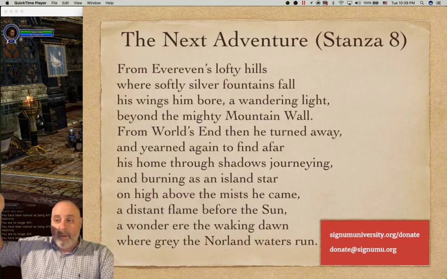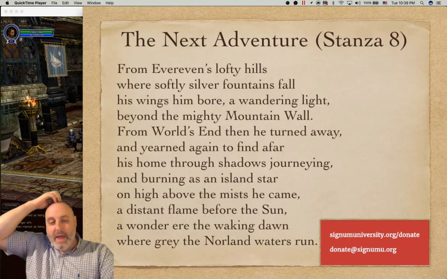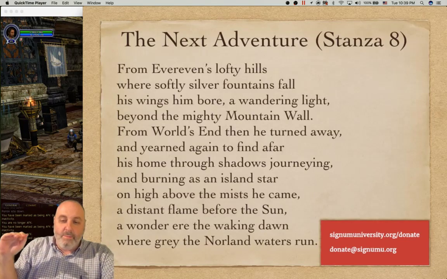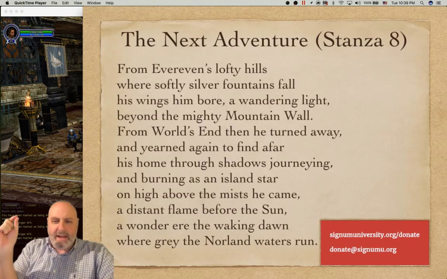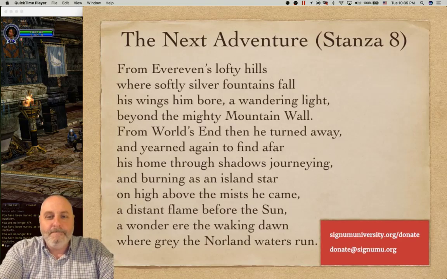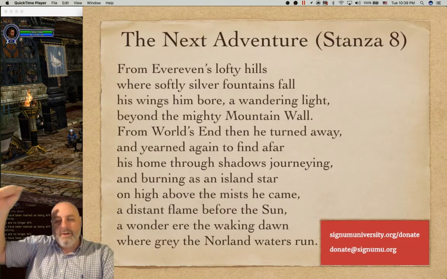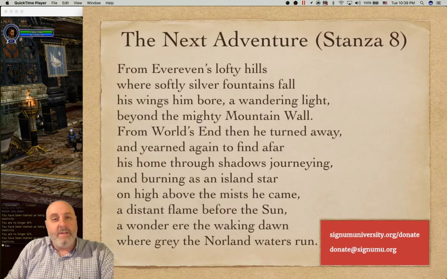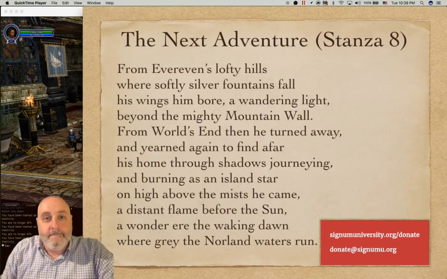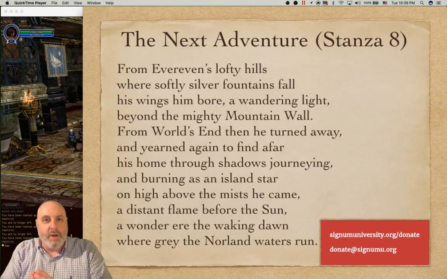I want to go home. I'm going home. From world's end then he turned away and yearned again to find afar his home through shadows journeying, and burning as an island star on high above the mists he came, right? A distant flame before the sun, a wonder ere the waking dawn, where gray the Norland waters run.